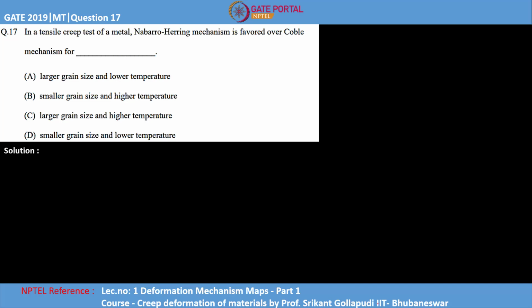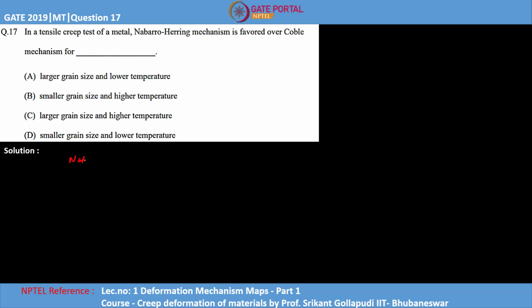So, if you see this Nabarro-Herring creep and Coble creep, both these creeps are basically diffusional creep. So, in creep we have different deformation mechanisms, and one of the mechanisms is through diffusion. So it can be either lattice diffusion or grain boundary diffusion.